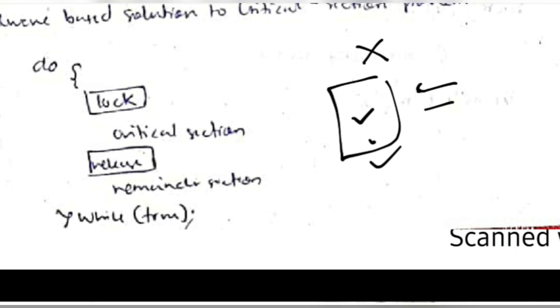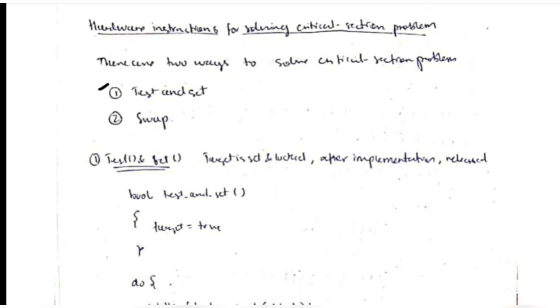Okay, so in that case only one process can perform the task at a time. There are two ways to achieve this. First one is test and set, second is swap. In test and set we will be using a function which is bool test and set. Bool will have either true or false.